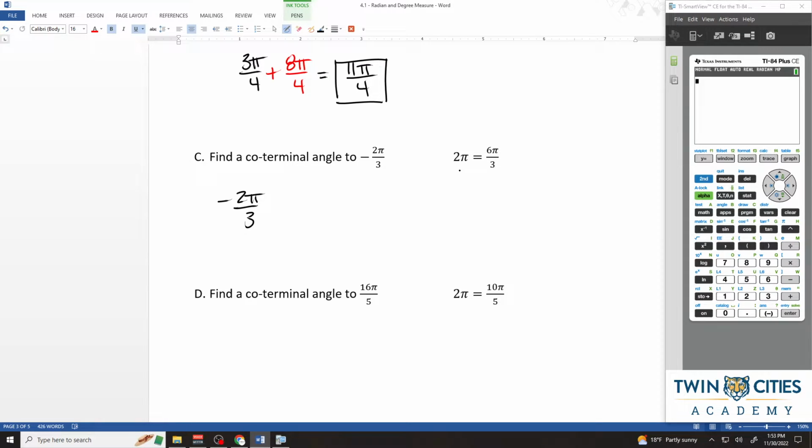And I'm going to add 2 pi in this case because the denominator is 3, so add 6 pi over 3. Negative 2 pi plus 6 pi, so that's going to be 4 pi over 3.